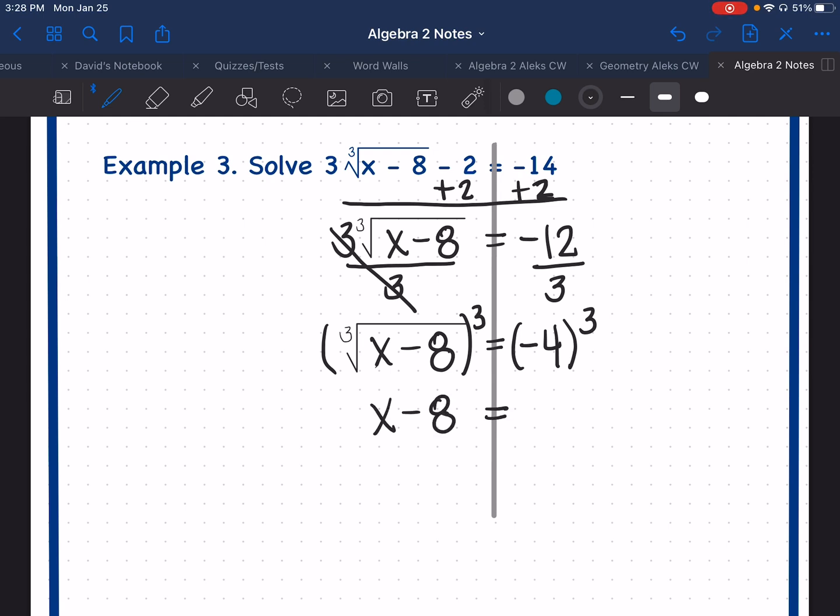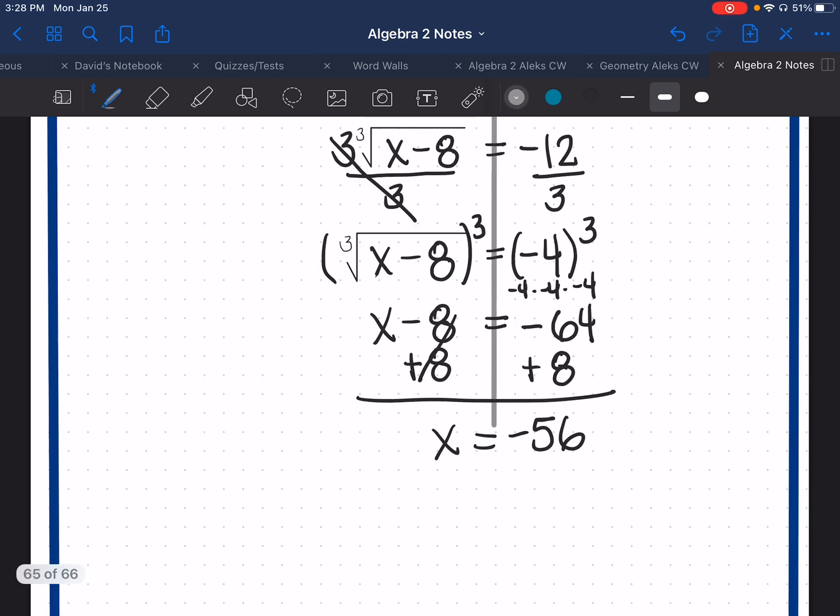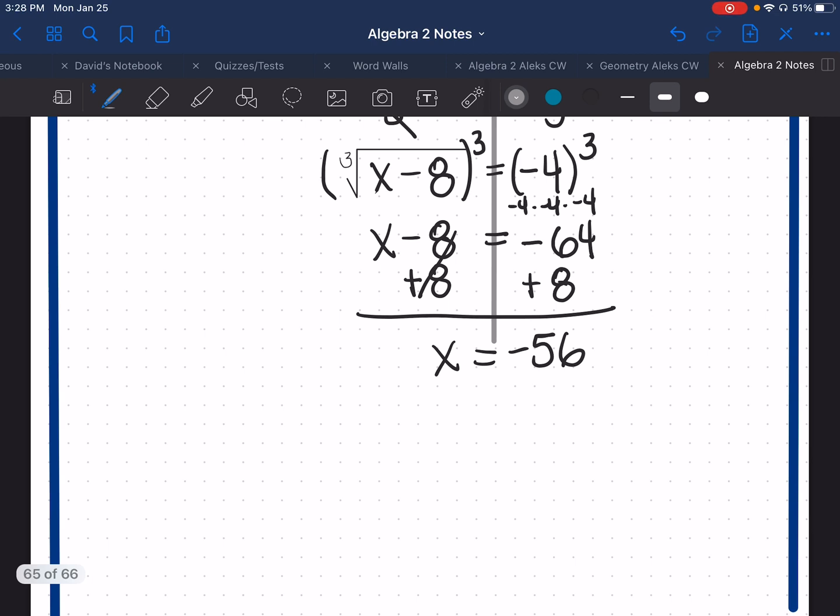And what I'm going to be doing over here when I cube is negative 4 times negative 4 times negative 4. Negative times a negative times a negative gives me a negative. 4 times 4 times 4 is 64. I put it in my calculator. Now all I simply have to do is add 8 to the other side, and I get x equals negative 56.